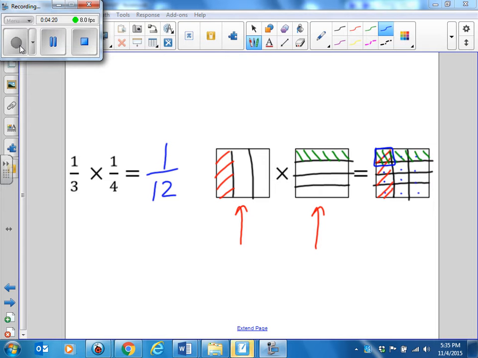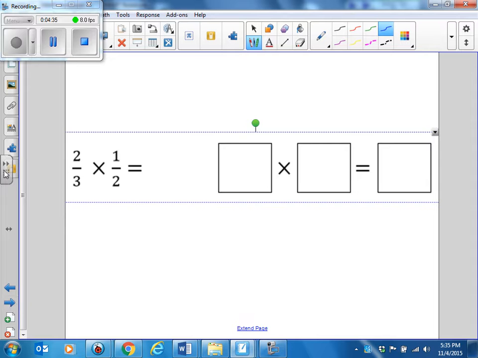And now that we've done 2 problems, you might be starting to see a pattern of how we could solve this mathematically, but we have to be able to do it in picture form too. All right, you can pause the video here if you need to. All right, let's go ahead and take a look at the next one.